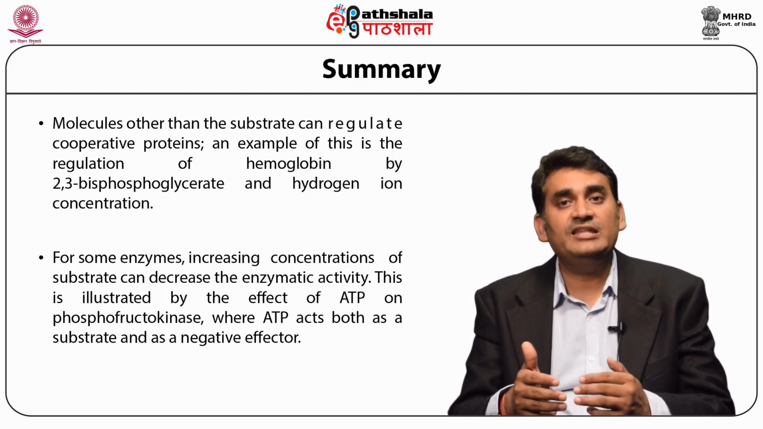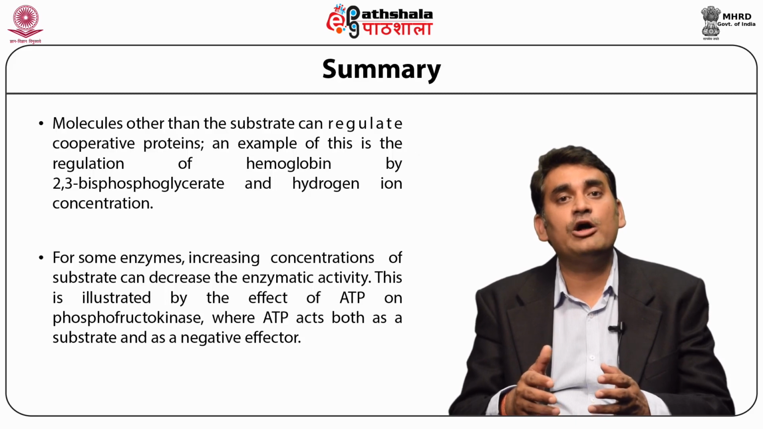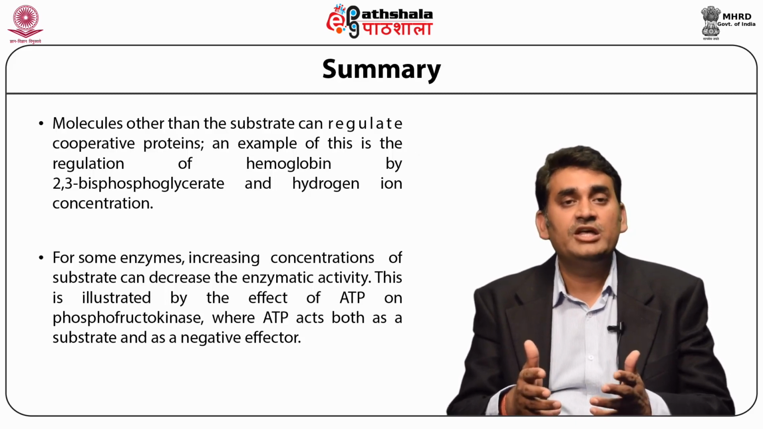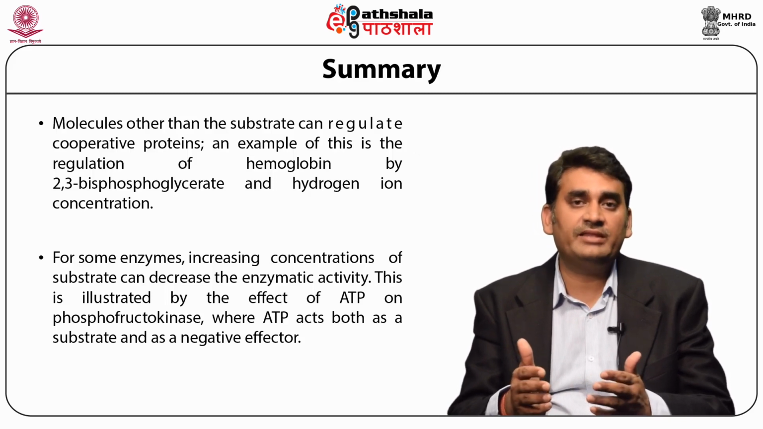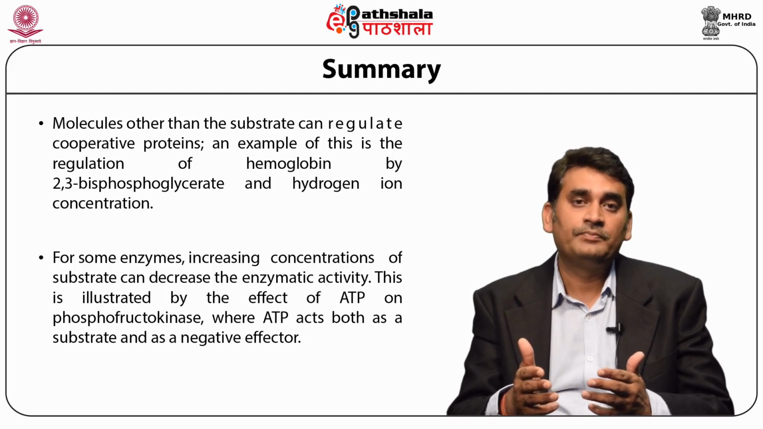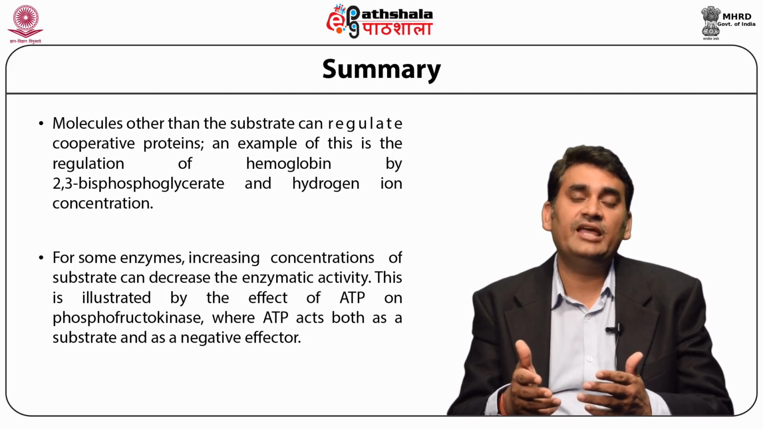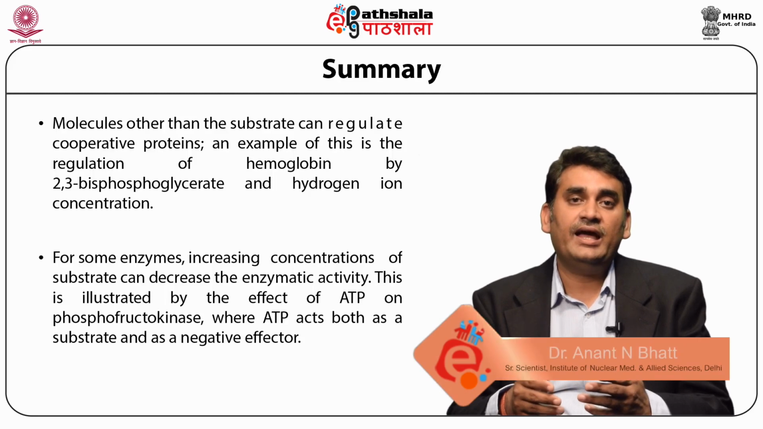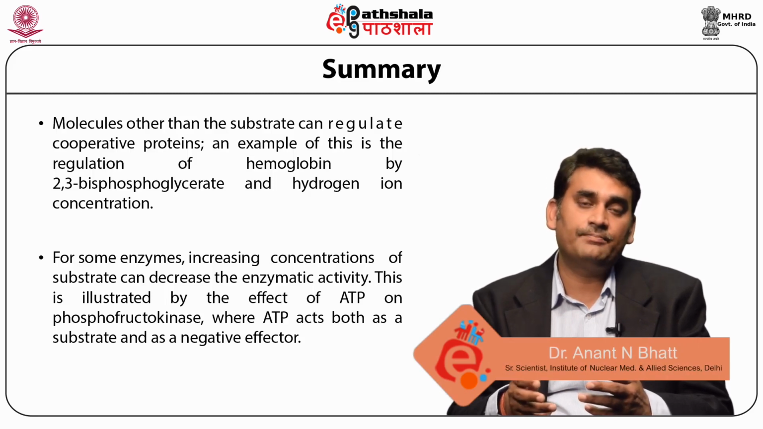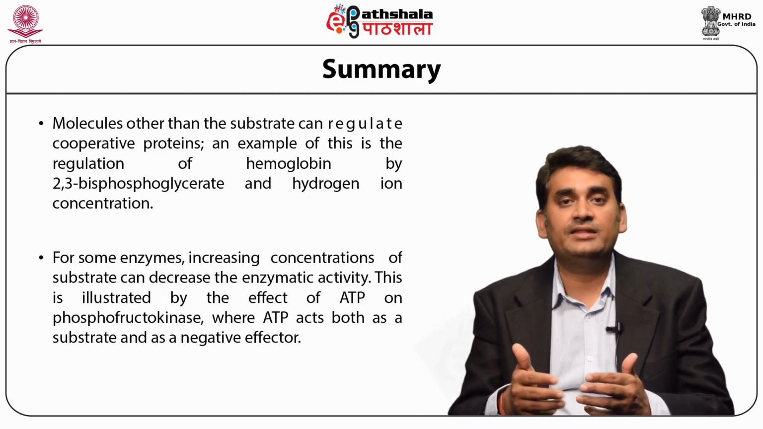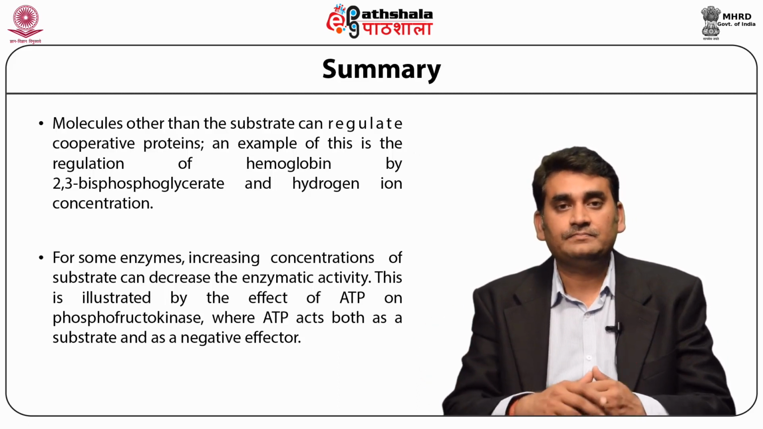For some enzymes, increasing concentration of substrate can also decrease the enzymatic activity. It is something like feedback inhibition, but a little bit different. This is illustrated in the case of phosphofructokinase, which we talked about, where high ATP concentration inhibits the reaction, and it distorts the active site structure in such a way that the substrate cannot bind, and then the reaction cannot occur. Thank you.